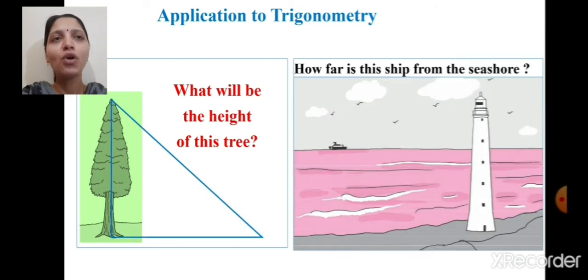Similarly, if you want to find the distance between the ship and the seashore, can you measure it with any of the measuring tools? No. For that also we have to use the trigonometric ratios. So there are many such applications of trigonometry. For example, in engineering, in astronomy, in navigation, we use this trigonometry. So trigonometry has very wide applications. So you have to learn this properly.